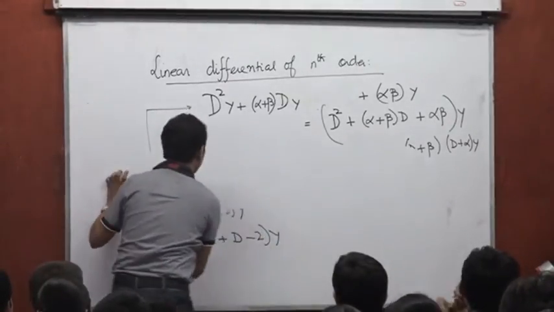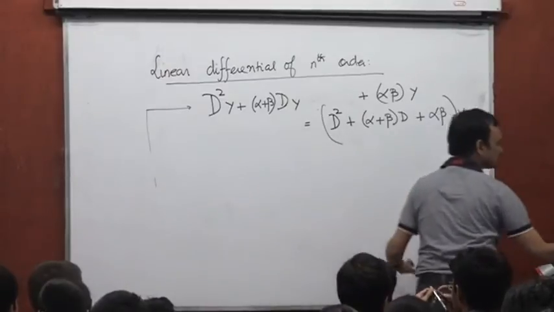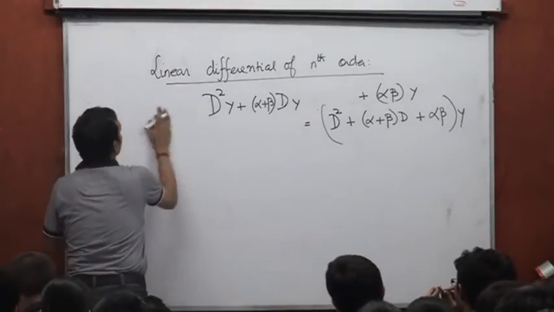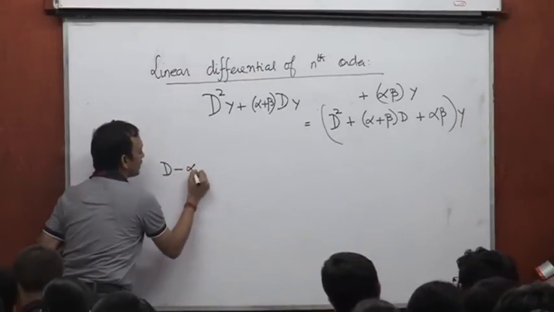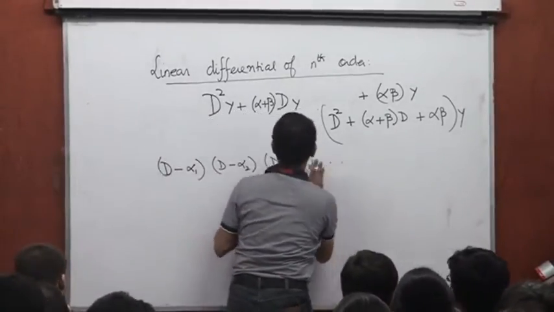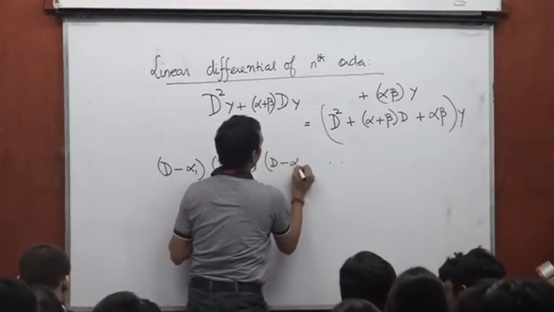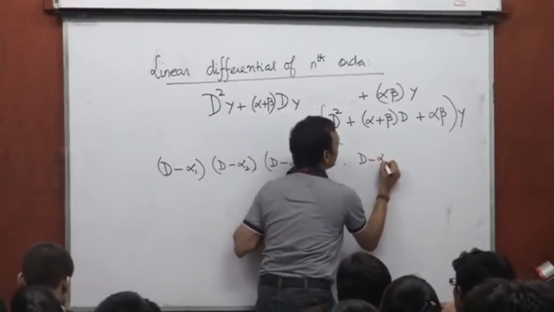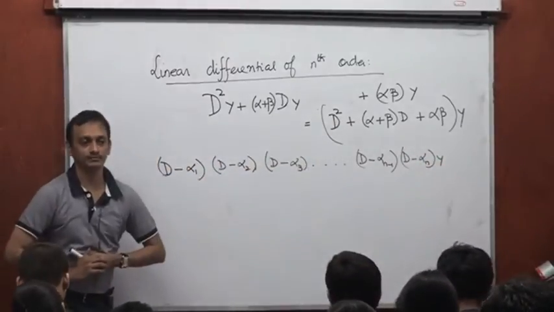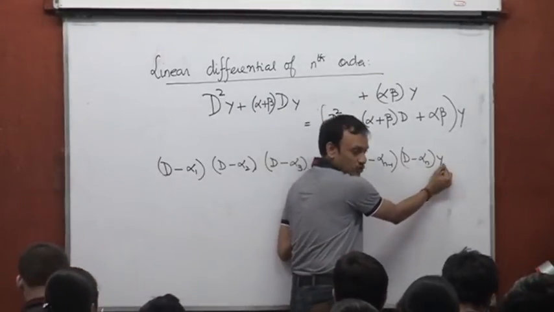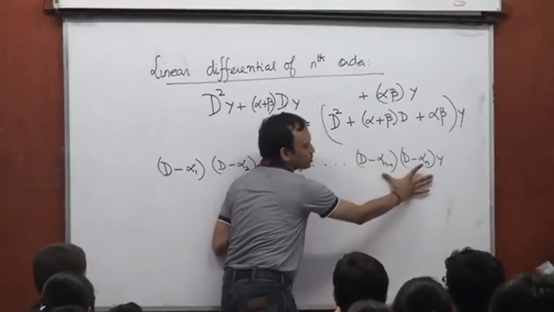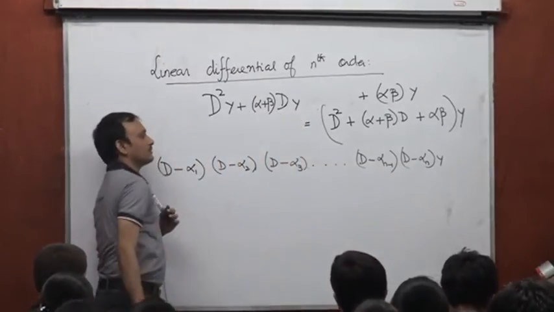In fact, in general, if I had n number of operators, for example, D minus alpha 1, D minus alpha 2, D minus alpha 3, up to D minus alpha n minus 1, D minus alpha n, and this acting on y, it's as if first D minus alpha n acts on y, and then D minus alpha n minus 1 acts on the output produced by this, and then the next operator acts on the output of this, and so on and so forth.